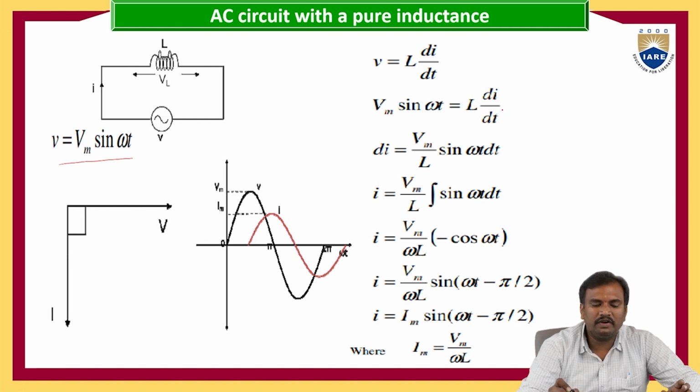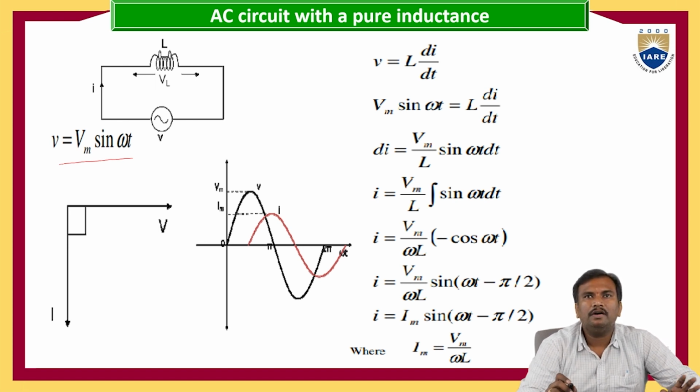From this, we need the I expression. We know the voltage expression, and we need to calculate the I expression. For getting the I expression, we write the di equation: di is equal to Vm by L into sine omega t dt.